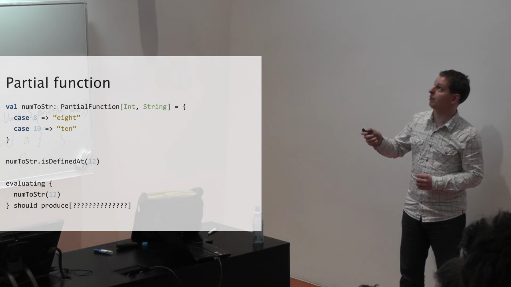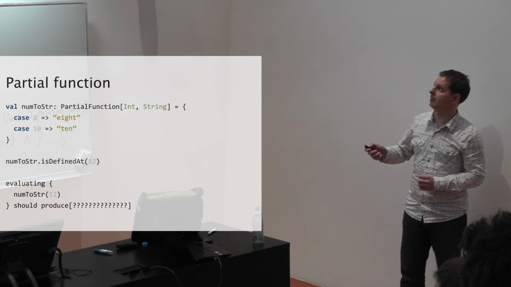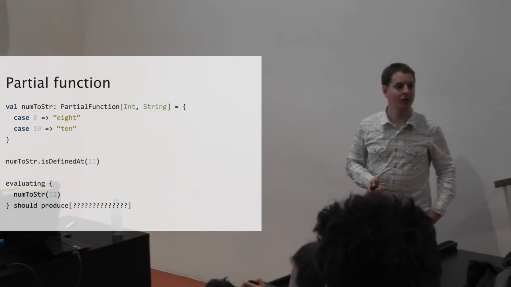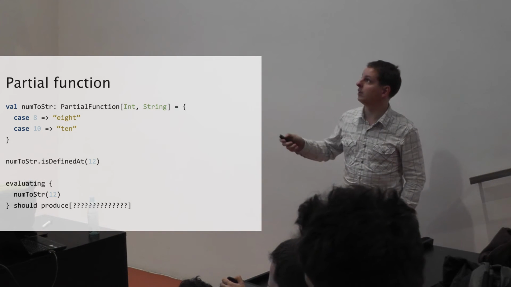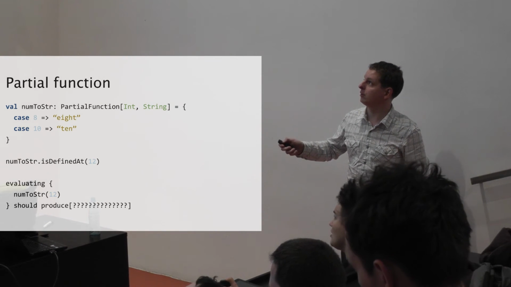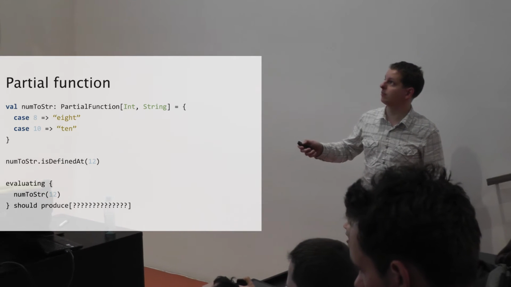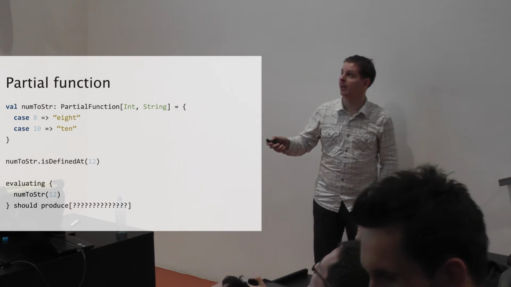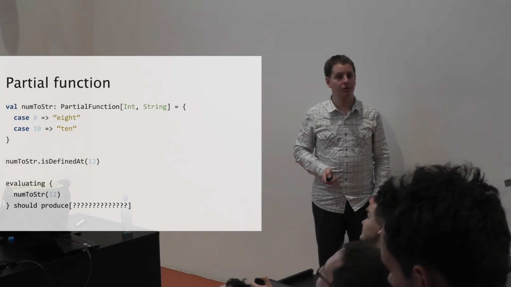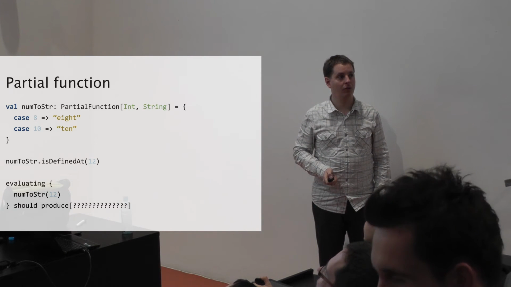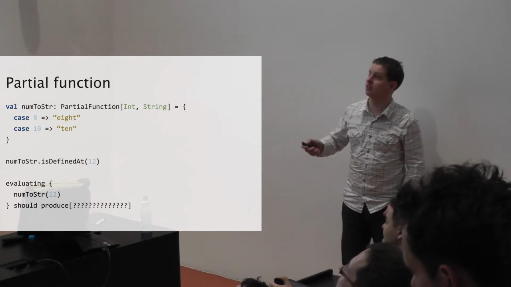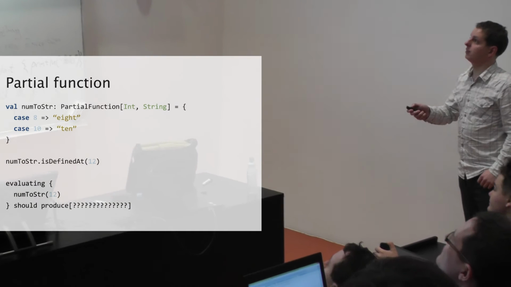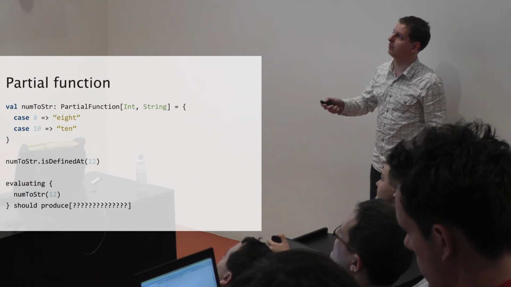The partial function type has an isDefinedAt method for you, which will yield true if this value is here. So what will this line return? It will return false, because this particular function is not defined for 12. And what would happen here?